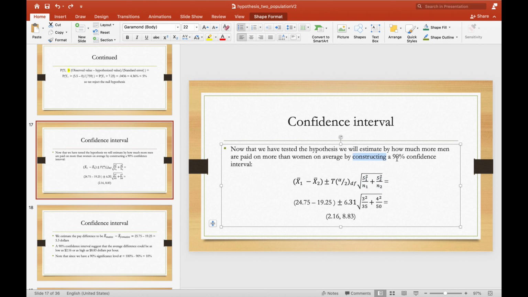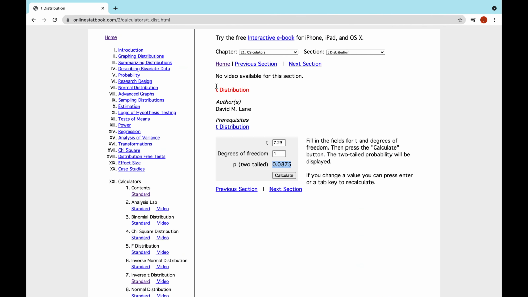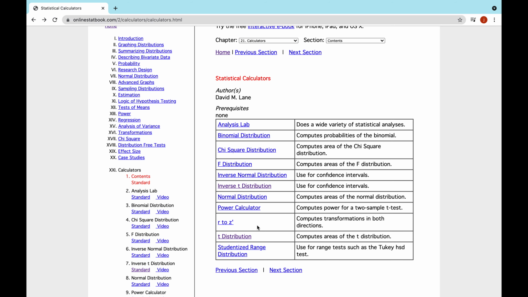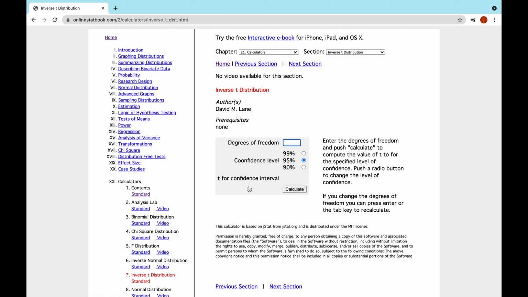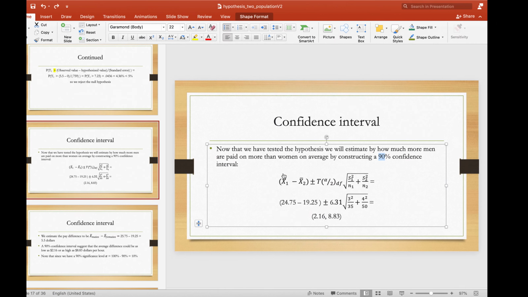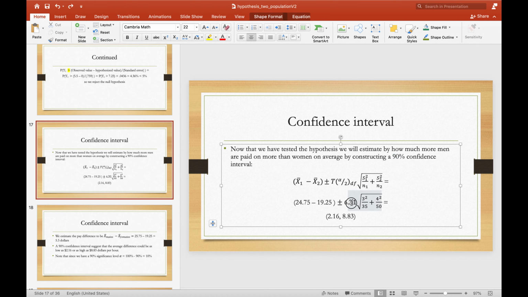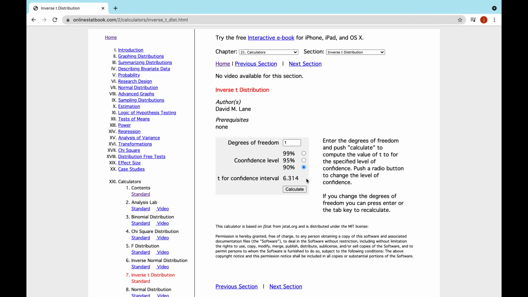So we know the t-distribution has 1 degree of freedom. We're looking for a 90% confidence interval. So let's go back. We'll use the inverse t-distribution right here. 1 degree of freedom. We want a 90% confidence interval. We get 6.31. Okay, and that's how I get this number 6.31, from this calculator.